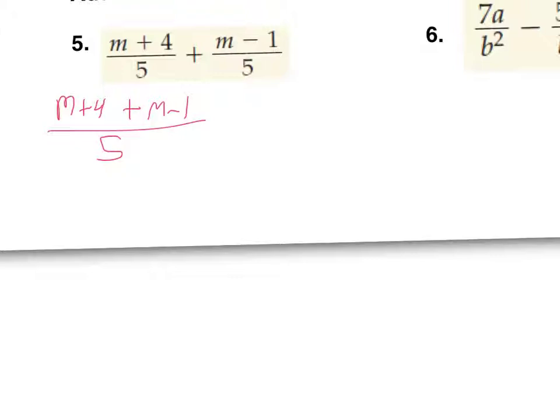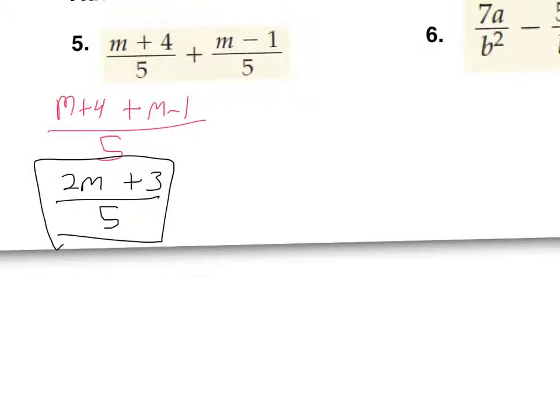Now we're not done yet because we have like terms in this numerator: the m and the 4 and the negative 1. So you have to combine those. m and m makes 2m, 4 and minus 1 makes positive 3, and this is still over a denominator of 5. And we're either finished, or could we factor something and cancel it? In this case, no, you can't factor anything out of the top. There's no GCF, no way to factor it. So this is our answer.